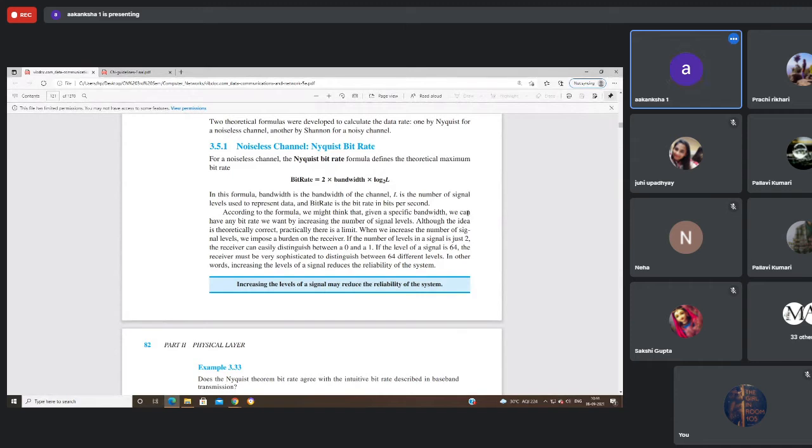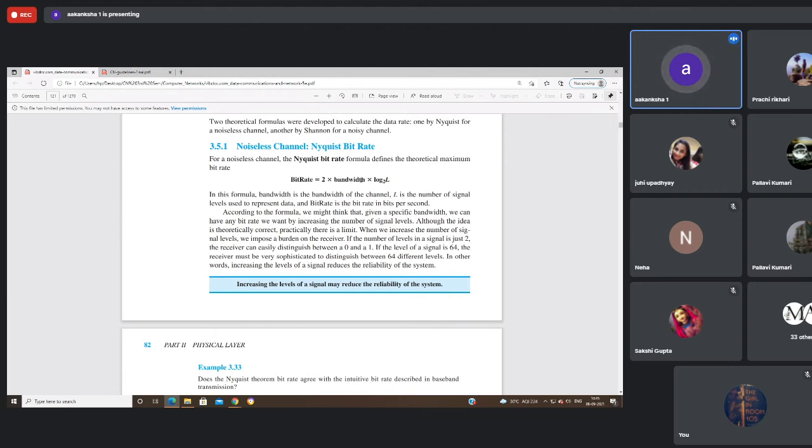So suppose I am using 2 signal levels to represent my zeros and ones. Log 2 of 2 is 1, so the bitrate will directly be twice the bandwidth. But if we increase the number of signal levels, we can increase the bitrate.